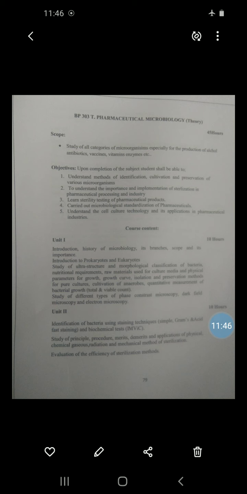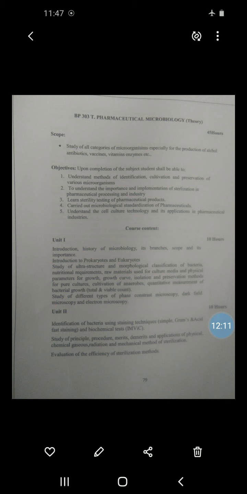Next, ultraviolet radiation. This radiation with a wavelength of 240 to 280 nanometers is lethal and has bactericidal activity. UV radiation denatures bacterial protein and also disrupts the replication of bacterial DNA.